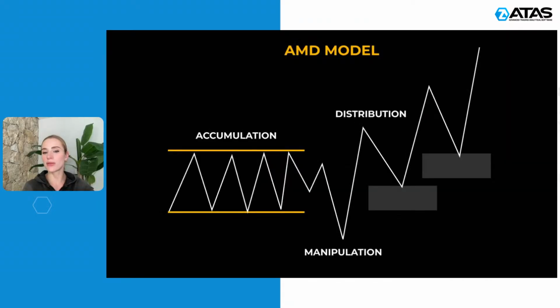So talking about the phases, okay, let's move on toward the concept of accumulation, manipulation, and distribution, which in other words is called the AMD model. This is a really widely recognized model that explains how large players, so again, big market players, institutions, high frequency traders, move the market through a sequence of phases.